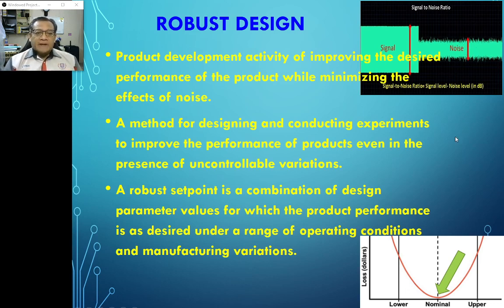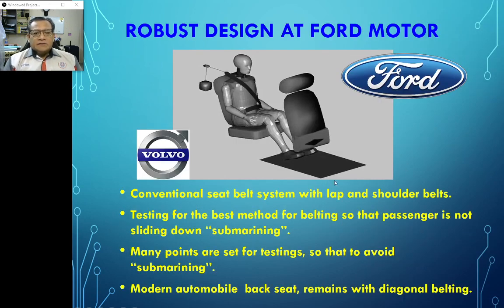In the textbook, it highlights the case study at Ford Motor Company. They want to test the seat belt of the passenger at the back seat. Even though Ford was not among the first to design and install seat belts in cars, Volvo was the first automobile manufacturer that introduced the seat belt.